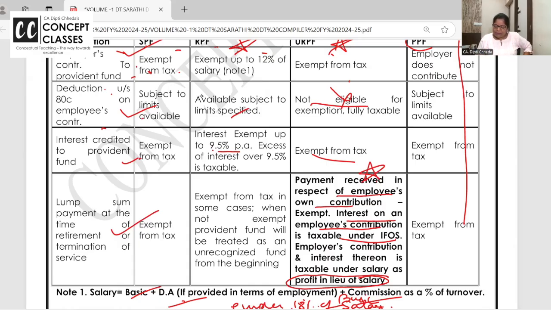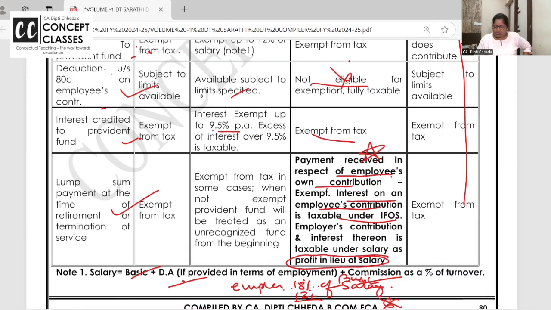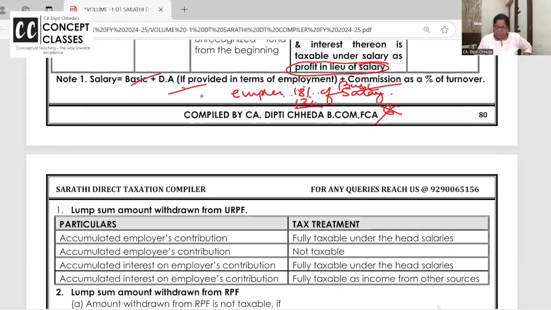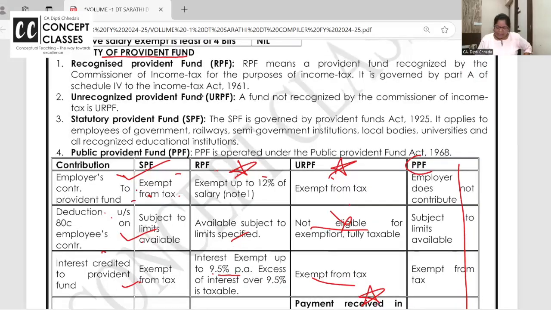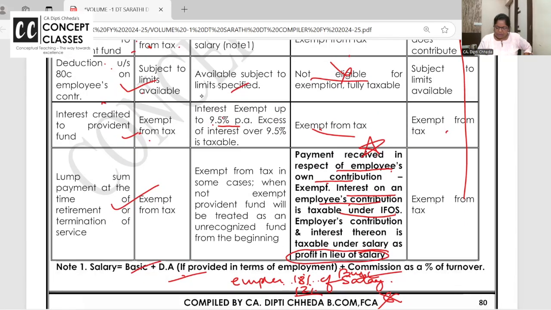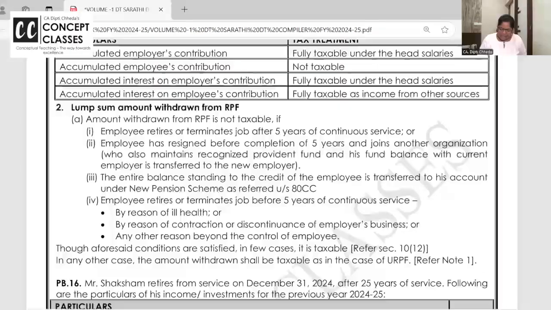Payment received in respect of employee's own contribution is exempt. Interest thereon is taxed under other sources. Employer's contribution and interest are taxed as profits in lieu of salary. So this is how it works, left to right: interest on SPF and PPF is exempt, RPF is exempt up to a limit, then taxable. Interest up to 9.5%. On maturity, all these three are exempt. Only unrecognized provident fund becomes taxable.